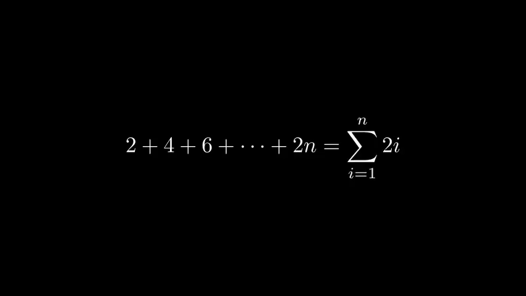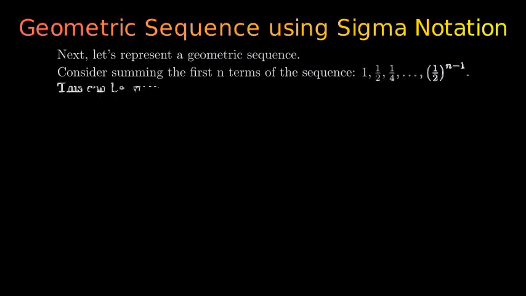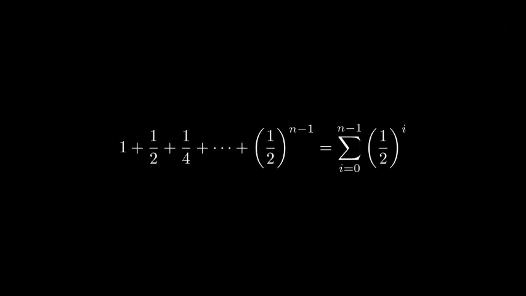Next, let's represent a geometric sequence using sigma notation. In a geometric sequence, each term is obtained by multiplying the previous term by a fixed number known as the common ratio. Using sigma notation to sum the terms of a geometric sequence showcases the versatility of this notation in handling different types of sequences.